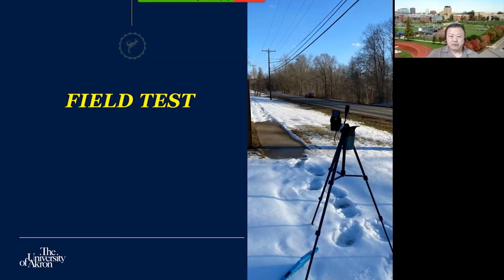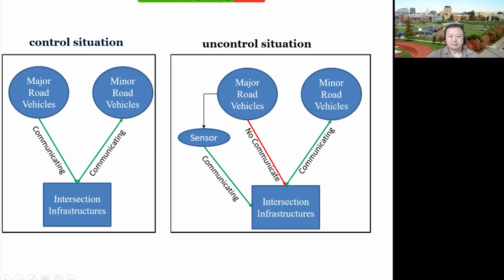All right, so here comes the field test part. I can see there's snow and it's wintertime. It's tough, but this is the difference, in a very simple way to explain, between a controlled situation and an uncontrolled situation, where you can see in the uncontrolled situation there's no communication between the major road vehicles and the intersection infrastructure. That's the central terminal. And also we have other sensor links built into it.